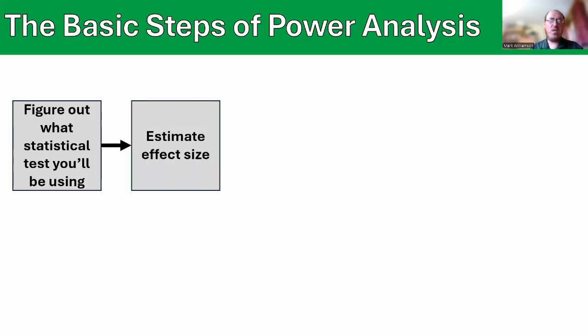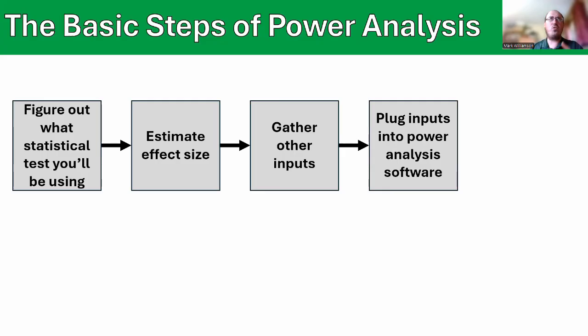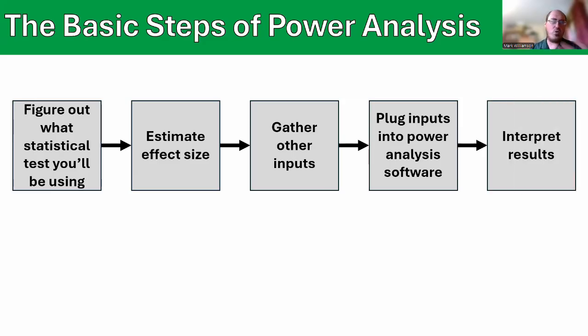Once you figure that out, you need to estimate the effect size for that particular power analysis. You also want to gather your other inputs, your alpha, your power, etc. And then you're most likely going to plug those inputs into some sort of power analysis software. For simpler tests, you can calculate some of these things by hand, but often you'll be plugging them in and having the computer run it for you. And then you interpret the results.